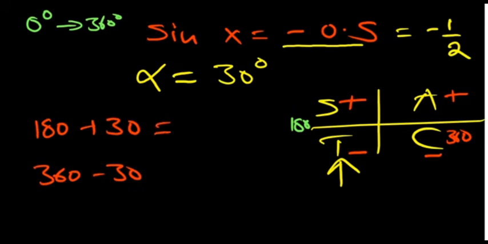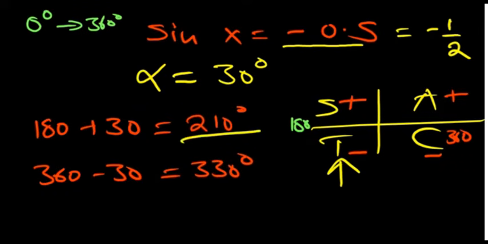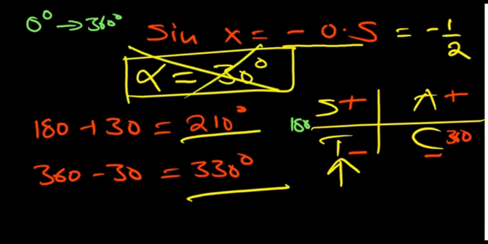So we have 180 plus 30. What do you expect to have? 210. And then 360 minus 30, that is 330. So these are the values of x, two values of x. Don't present 30 as an answer because it's going to give you a positive. You are just using it to help you find the answers.